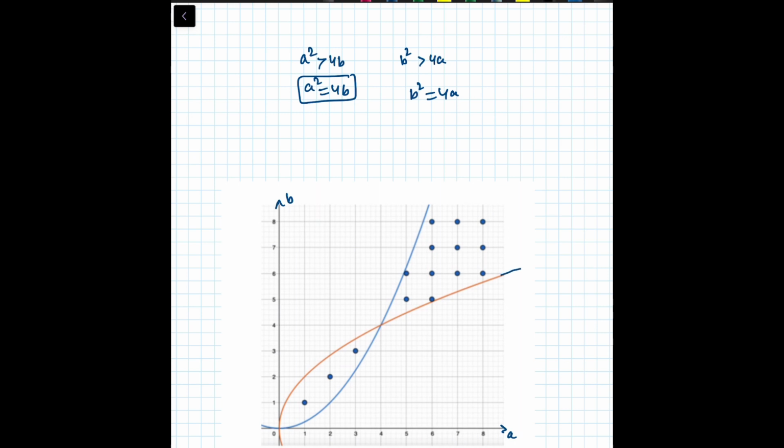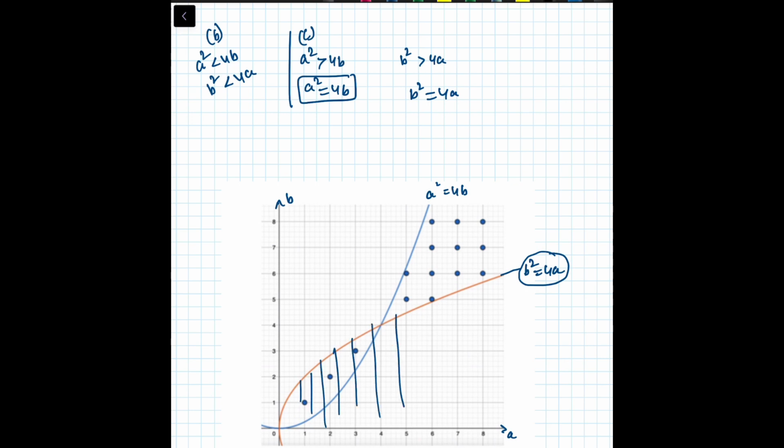can you tell me what this curve here is? It is b square equal to 4a, and this curve here is a square equal to 4b. Okay, so this was for the C part, and for the B part we were looking for a square less than 4b and b square less than 4a, right? So now this is my curve, b square equal to 4a for the B part. So this portion below this was your less than 4b. And this is my a square equal to 4b, and you can see that this is the common region here.